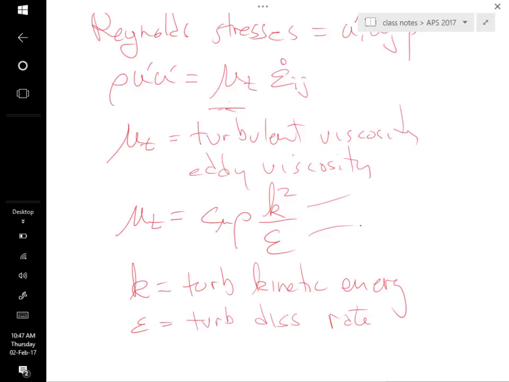So that's going to be the approach that we're going to use for characterizing turbulent flow. This is called the k-epsilon method. The k and epsilon are determined. They are used to then characterize this turbulent viscosity, which then is used to characterize these Reynolds average stresses. Okay, so that's the general approach that we're going to use, and we'll be implementing it for homework.